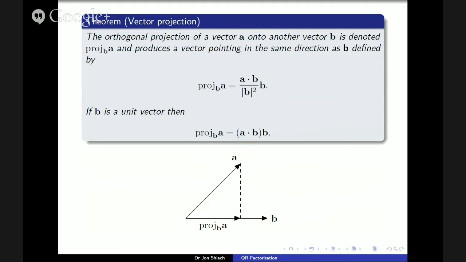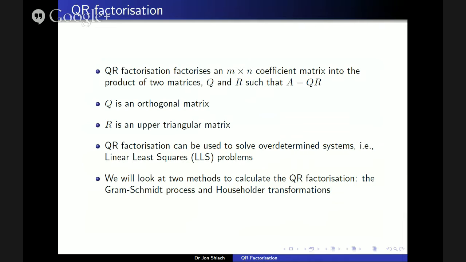Right, so why have I just talked about that? We're going to use vector projection to calculate an orthogonal matrix. We're going to do it using a method called the Gram-Schmidt process, which you may have done last year in linear algebra. The reason we want to do that is we want to factorize a matrix into a product of an orthogonal matrix and an upper triangular matrix. This is what we call QR factorization. Why is it called QR? I don't know. I'd have to look that up, but it just is.